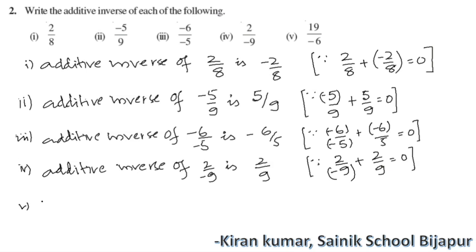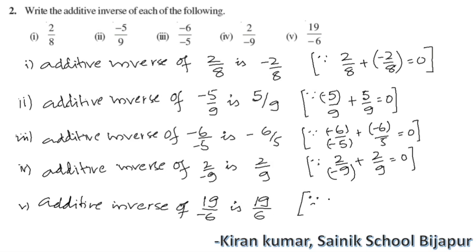Fifth one, the additive inverse of negative 19 upon negative 6 is positive 19 upon 6. The reason is this 19 upon negative 6 can be regarded as negative 19 by 6. When we are going to add with positive 19 by 6, the sum becomes equal to 0.